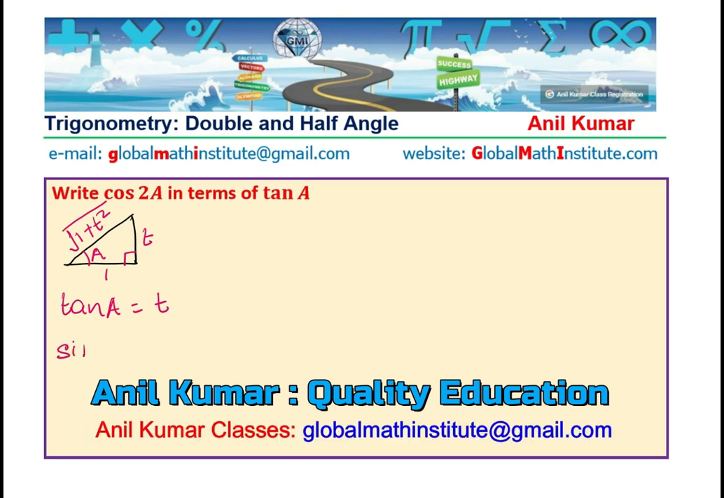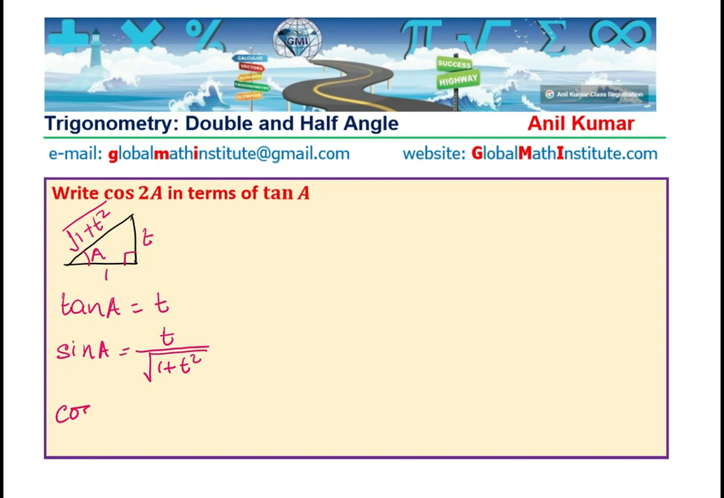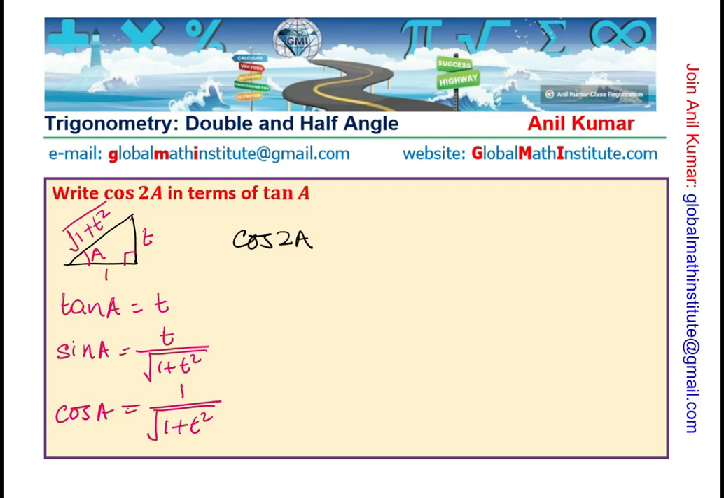Now what is sine A and what is tan A? Sine A will be opposite side over hypotenuse. So we get square root of 1 plus t square in the denominator with t in the numerator. And cos A will be 1 over square root of 1 plus t square. Makes sense. So we get all the three terms. Now we need to write what is cos 2a. Well, cos 2a, as we know, is equal to cos square a minus sin square a.